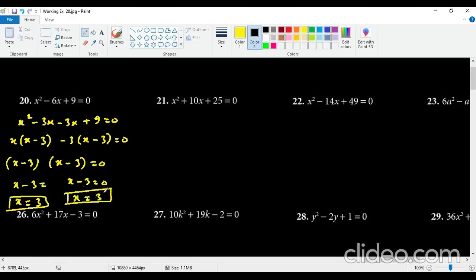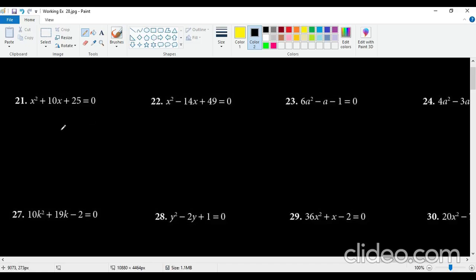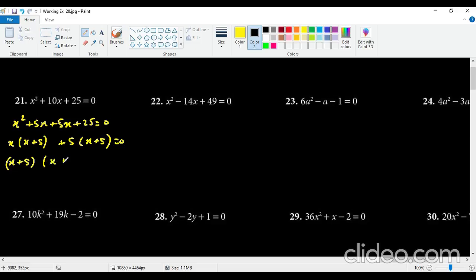Moving on to question number 21. In here, 25 is the product, and plus 5x and plus 5x will be written this way. X squared plus 5x plus 5x plus 25 equals 0. X is common, so x plus 5 in one bracket, copy down another bracket like this, and plus 5 I will write like this. So x plus 5 and x plus 5 will be written like this. So x will be equals to minus 5 and x equals minus 5. So minus 5 is the answer.